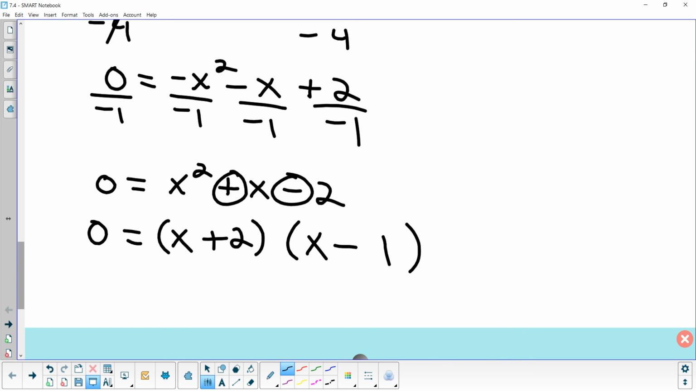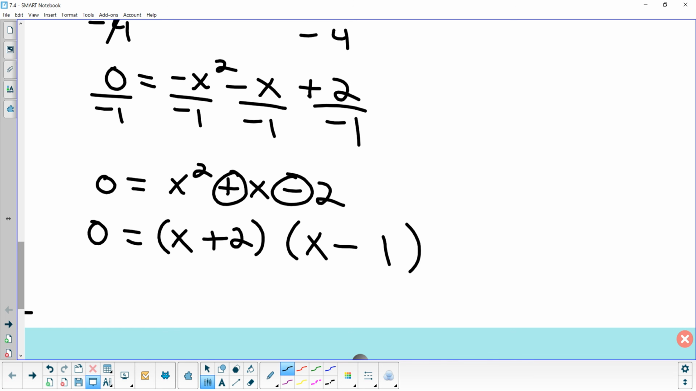x times x is x squared. What's x times -1? Negative x. What's x times 2? 2x. What's -1x plus 2x? 1x. And that's exactly what we want. If those numbers were switched, we would have gotten -x instead of +x. But we wanted +x. So it would be an easy fix. We just switch the numbers. All right, and that's the hard part, the factoring.